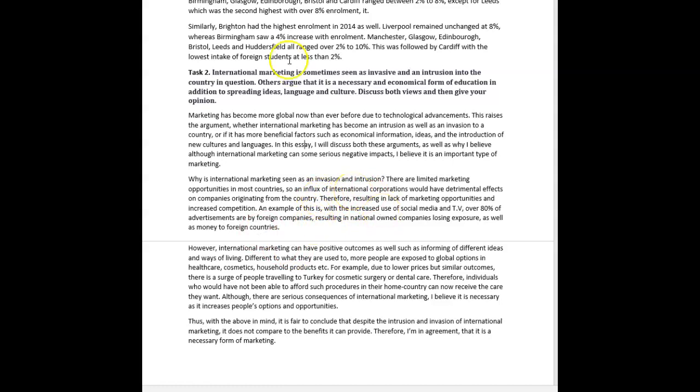An example of this is, again, no comma. With the increased use of social media and TV, over 80% of advertisements are by foreign companies, resulting in national-owned companies losing exposure as well as money to foreign countries. Okay.